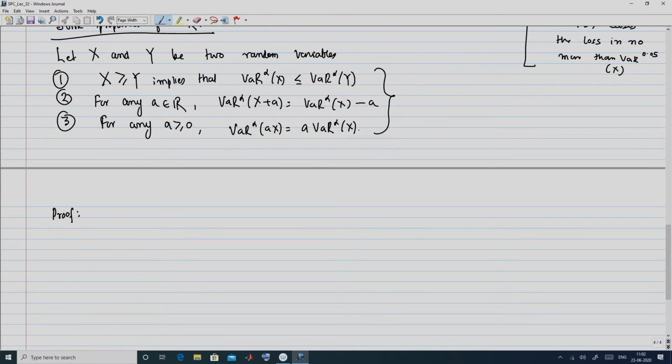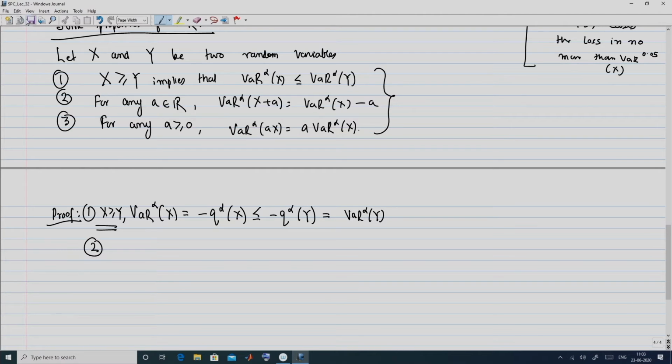So, the proof goes as follows. For the first one, what do we have? We have X greater than or equal to Y. Then VaR alpha of X is, by definition, minus of the upper quantile of X. Now, when X is greater than or equal to Y, this relation results in minus q alpha of X being less than or equal to minus q alpha of Y, and minus q alpha of Y, that is the minus of the upper quantile of Y, by definition is VaR alpha of Y.